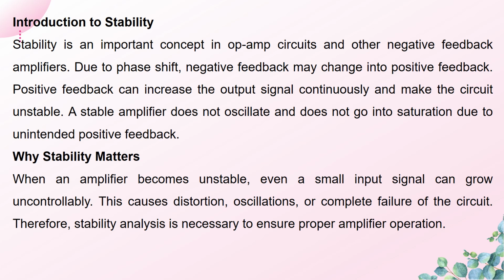Due to phase shift, negative feedback may change into positive feedback. So, positive feedback can increase the output signal continuously and make the circuit unstable. A stable amplifier does not oscillate and does not go into saturation due to unintended positive feedback.